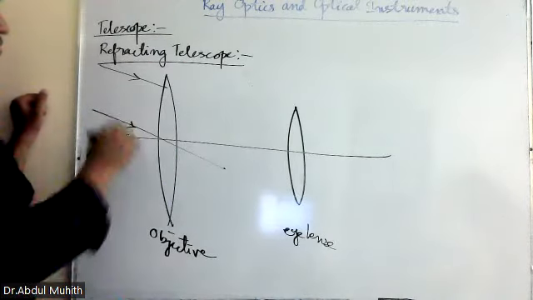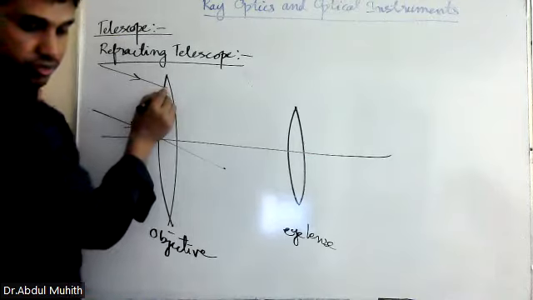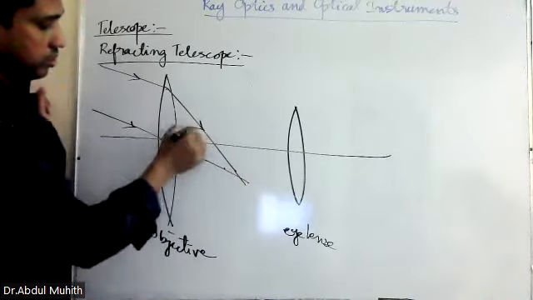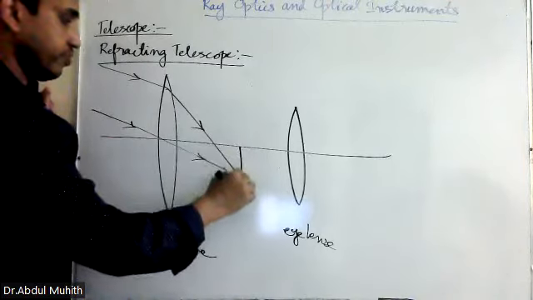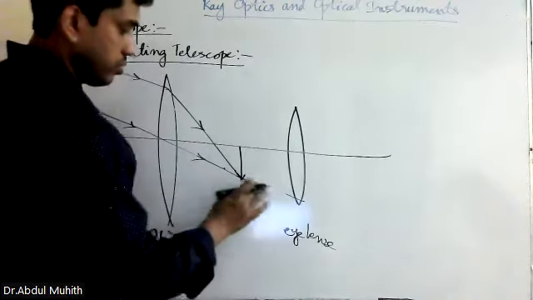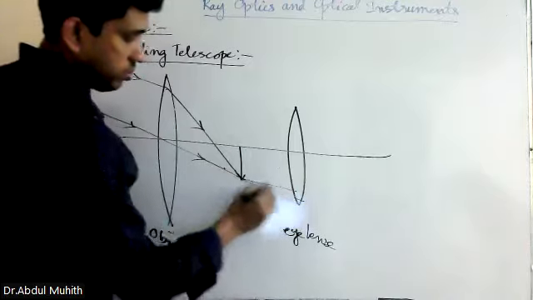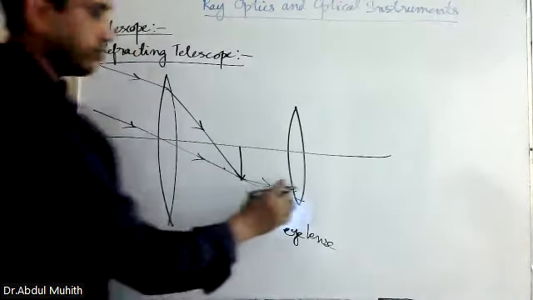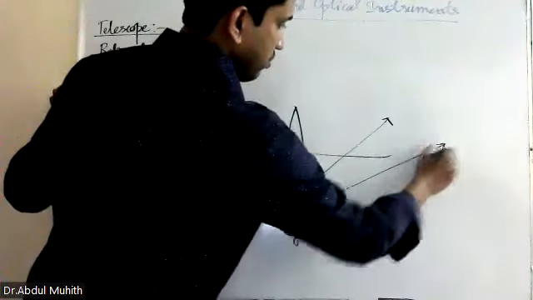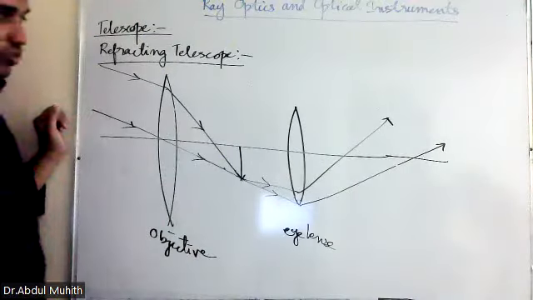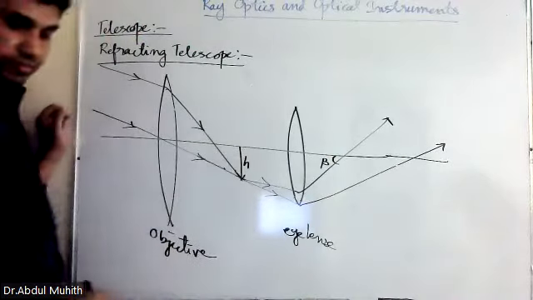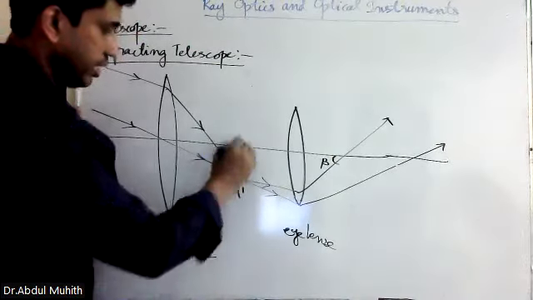A ray which is parallel will go in this way. Second one is what? You have taken two rays. These two rays meet in this way. Now here, this is beta, this is H, and this is A dash and B dash.